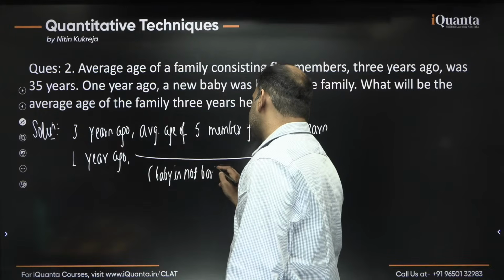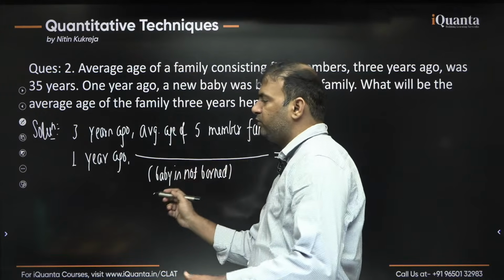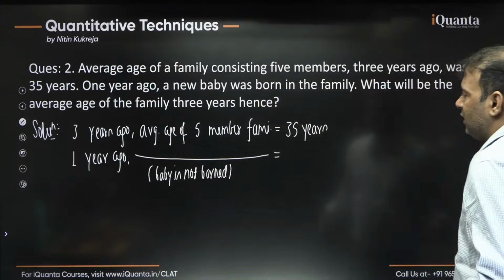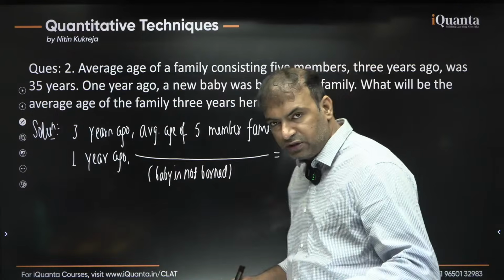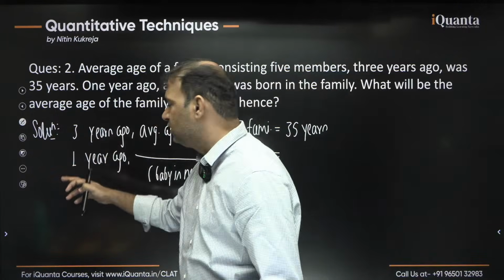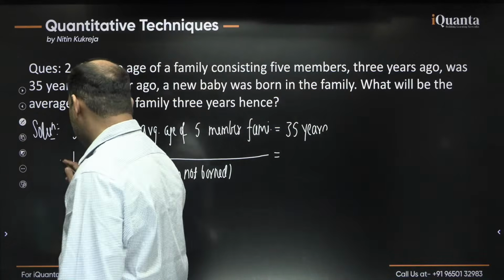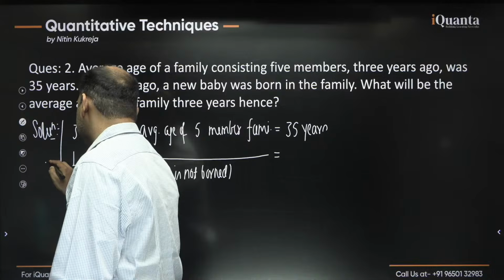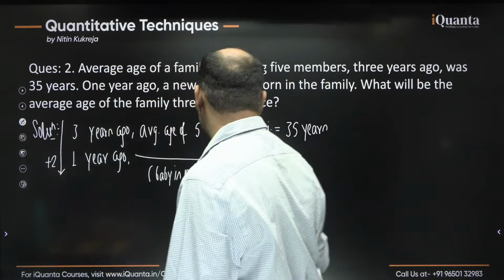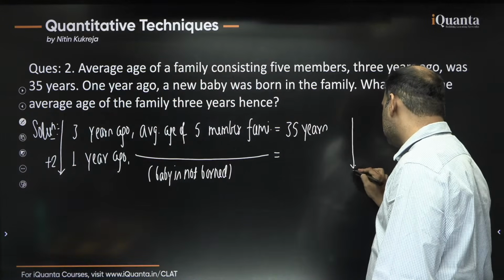So what do you guys say? What should be the average age at that point of time? The baby is not born, the members are the same. So from this to this, we are moving 2 years to the future, right? 3 years ago to 1 year ago, we are moving 2 years to the future. That means the average from this to this should also increase by 2 years, right?